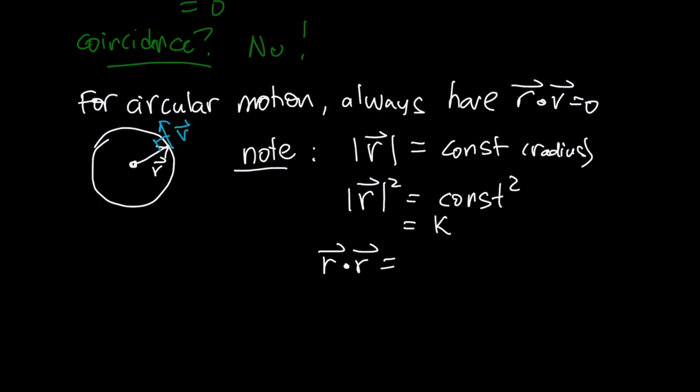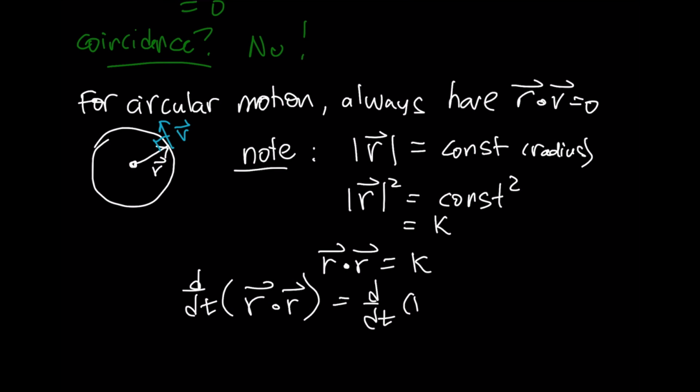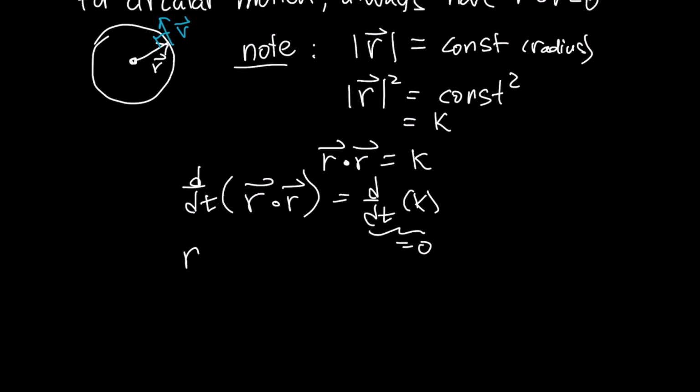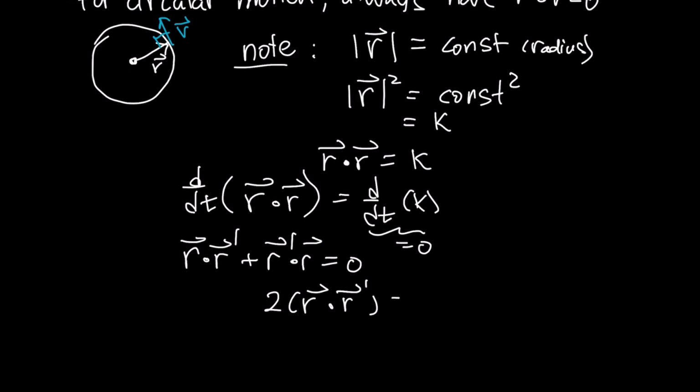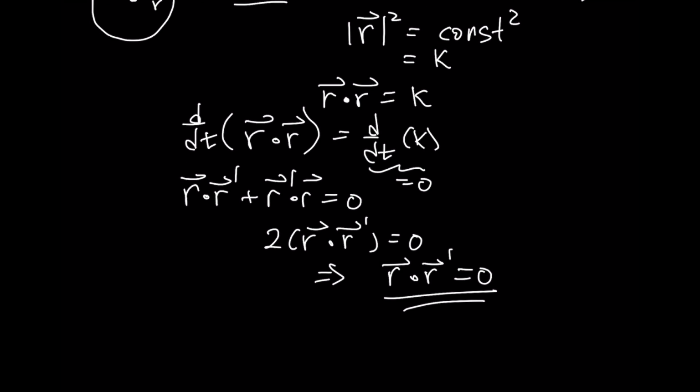So if I were to take the derivative of both sides, well, I know that the derivative of a constant is always 0, and I know from the product rule that this is going to give me an r dotted with an r prime plus an r prime dotted with an r, and that's 0. 2r dotted with r prime is 0, which implies r dotted with r prime is 0. It's always the case that position is orthogonal to velocity.